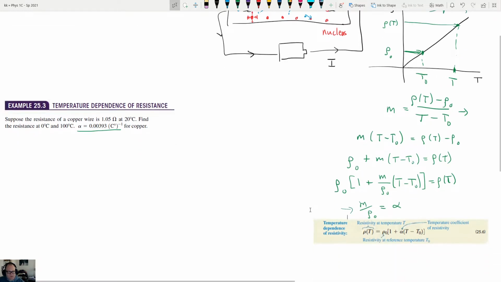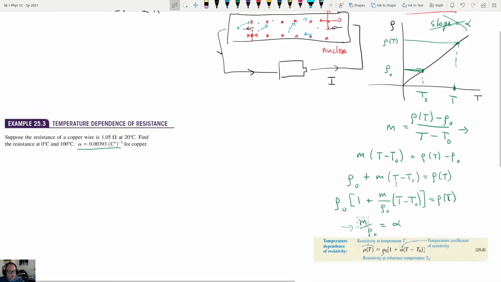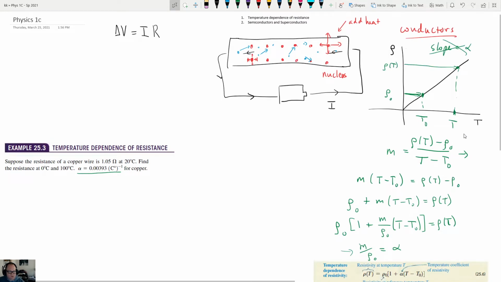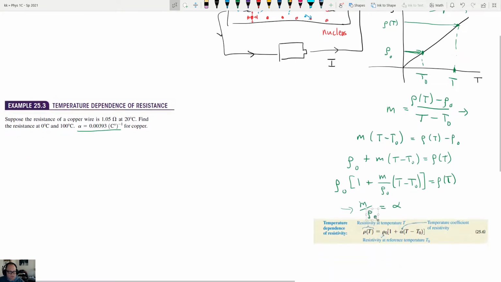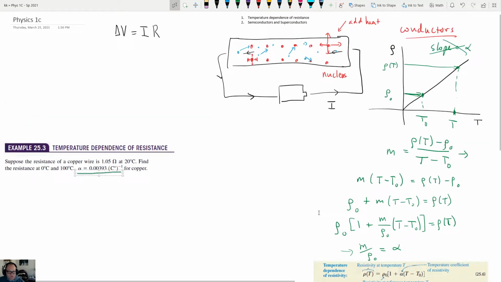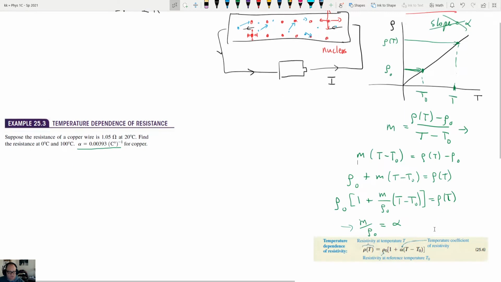Does that give you the right units? Let's see. The slope would have units of resistivity over temperature. So then if you divide by resistivity, you get temperature inverse. So that works out. Yeah, okay. So it's just been written in a slightly different way. You could have written your equation like this, where your slope would be. Yeah, okay, that makes sense.